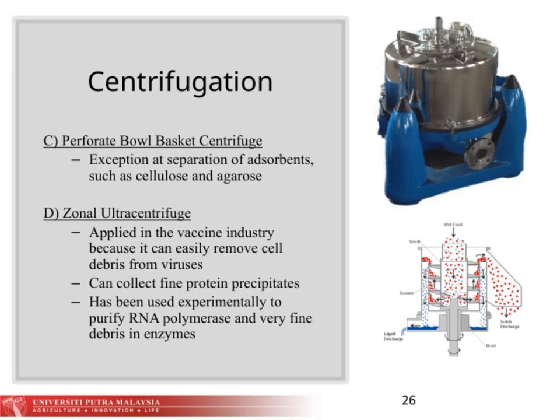Now, let's look at some specific types of centrifuges used for specialized separation tasks. First, we have the perforate bowl basket centrifuge. This type is particularly useful when separating adsorbents like cellulose and agarose. It handles these materials efficiently by perforating the bowl to allow continuous removal during operation. This makes it ideal for processes where you need to separate or recover these substances effectively.